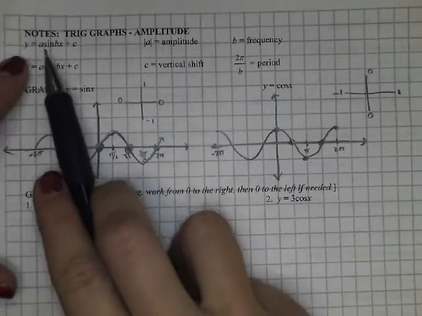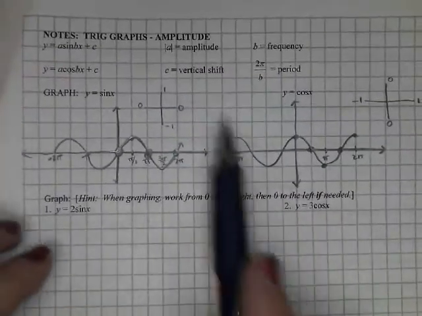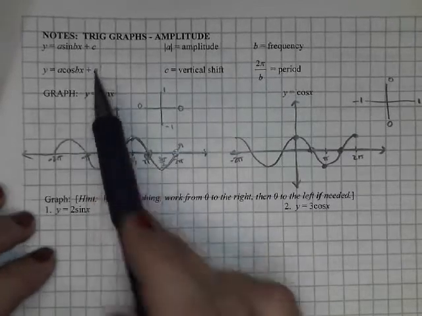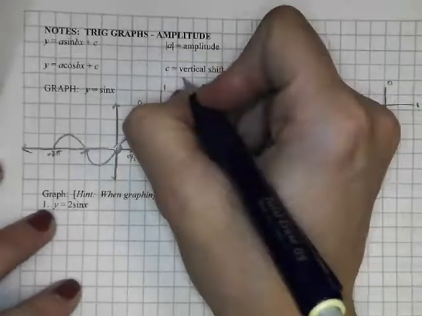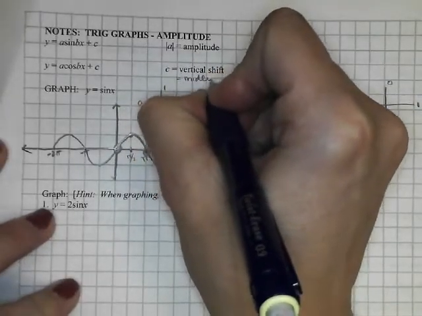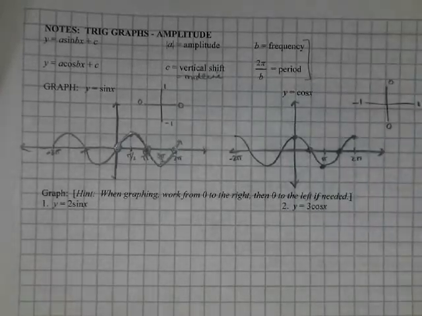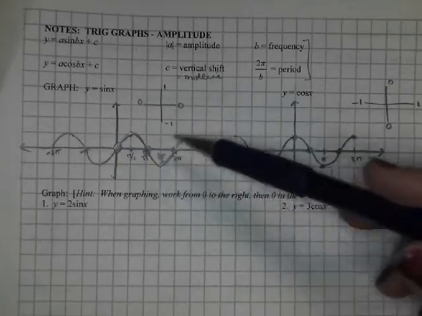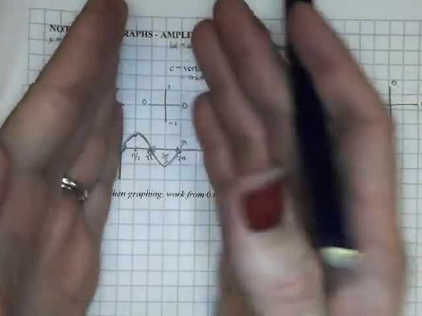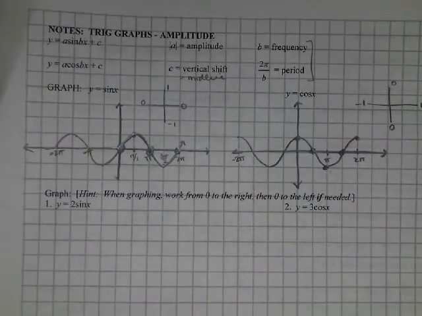So the A, the coefficient out in front, the absolute value of that is your amplitude. Your C is your vertical shift. So anytime something gets shifted up or down, it's really where your midline will be. So C is the vertical shift, also ends up being your midline. The frequency and period we'll come up with over the next couple days, but the period for these, because we haven't stretched or compressed them at all, the length of one cycle is still 2 pi.